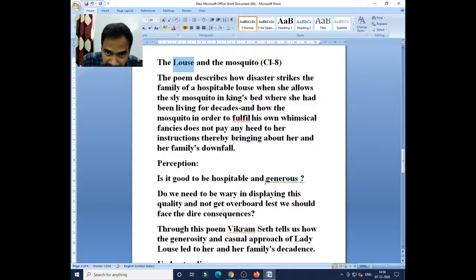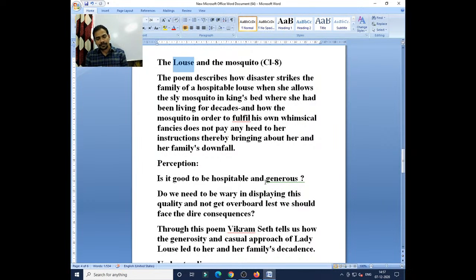So the mosquito thinks that the blood might contain so much vitamin, so that blood he needs to suck it. And as a result, the king finally ordered the messengers to clean the bed, and unfortunately the louse and their ancestral house, so many members of the louse family, they all were killed.